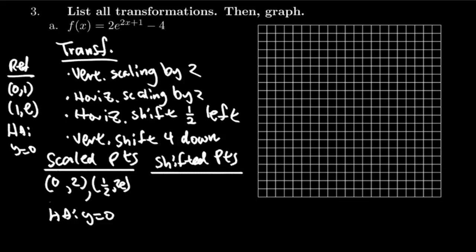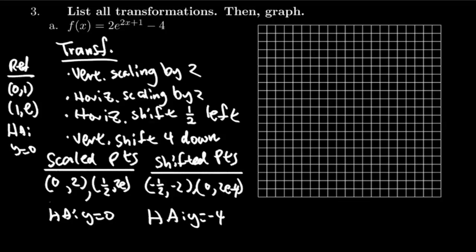Okay, so let's look at our shifts. What happens there? So, oops, that's still HA. So, horizontal shift left by 1/2, so that means all the x values you subtract 1/2 from. So 0 minus 1/2 is negative 1/2. 1/2 minus 1/2 is 0. And then vertical shift. Here we're going to get 2 minus 4 is negative 2. And then we get 2e minus 4. I'm going to talk about how to estimate that later. And then horizontal asymptote, that goes down by 4 as well.